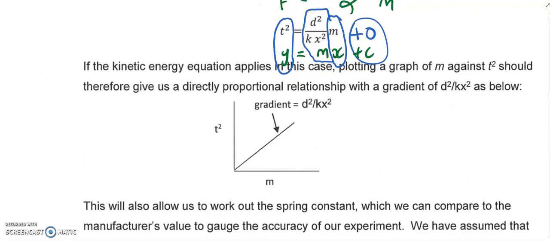So that's what I draw. I draw a straight line through the origin with t squared on the y-axis and m on the x-axis with a gradient of d squared over kx squared and an intercept of 0. So this is what we expect. This is our hypothesis.